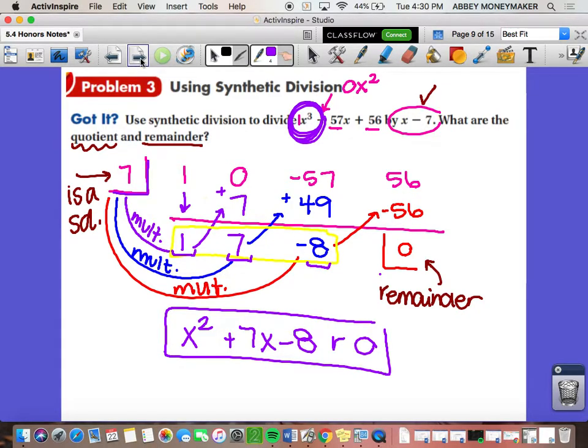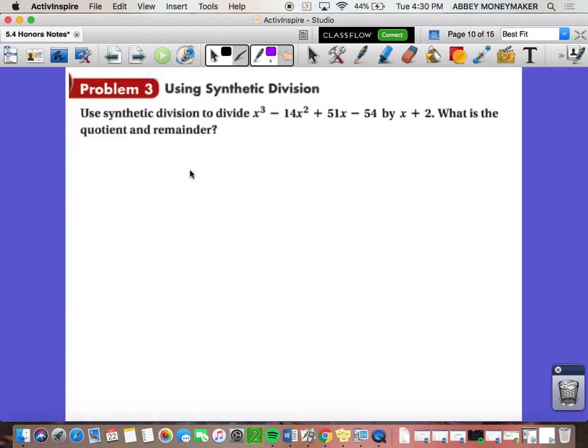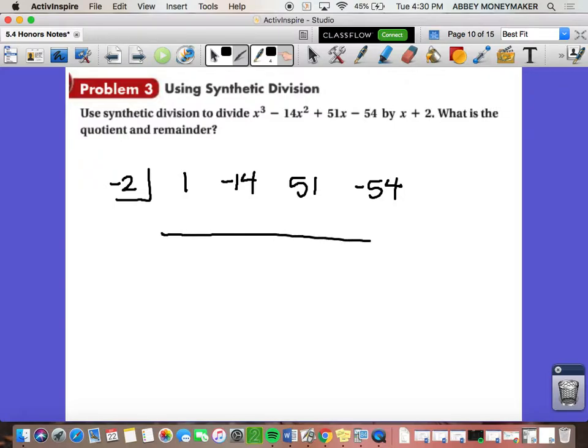Let's try that again. On this problem, we have x cubed minus 14x squared plus 51x minus 54, and that's divided by x plus 2. What's the quotient and what's the remainder? So again, I'm going to start off with looking at my divisor, that's x plus 2, so I'm going to put -2 in my half box, and then I write my coefficients for the rest of my equation. I'm going to leave a space and draw my line, and I'm going to bring that first term straight down.